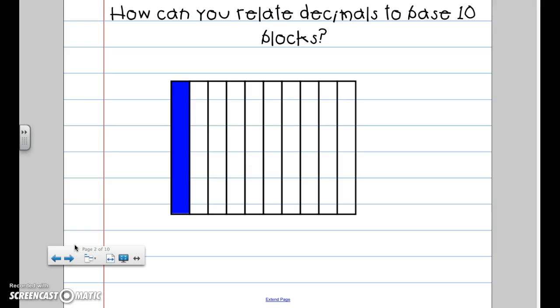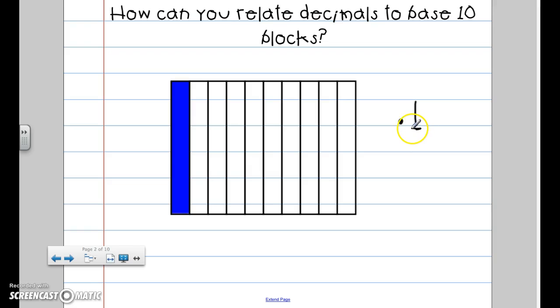How can you relate decimals to base 10 blocks? Well, this looks like standard tens. So I know in this box right here, there are 10 of these sticks. But let's look at it like this. This is a whole box and only part of it is shaded in. So this whole entire box, if it was filled in, it would be the number 1. But when we're talking about decimals, this part that's filled in, that's just 1/10.